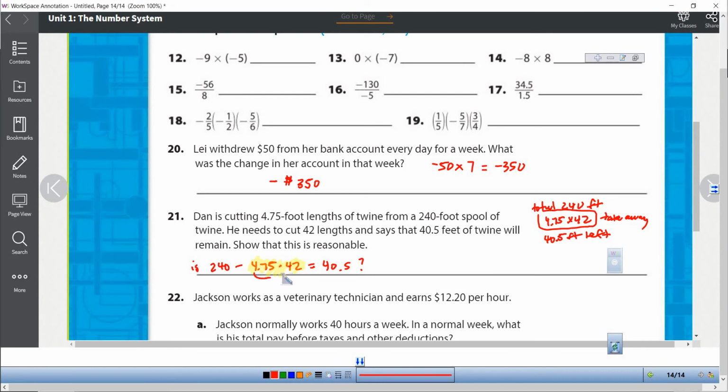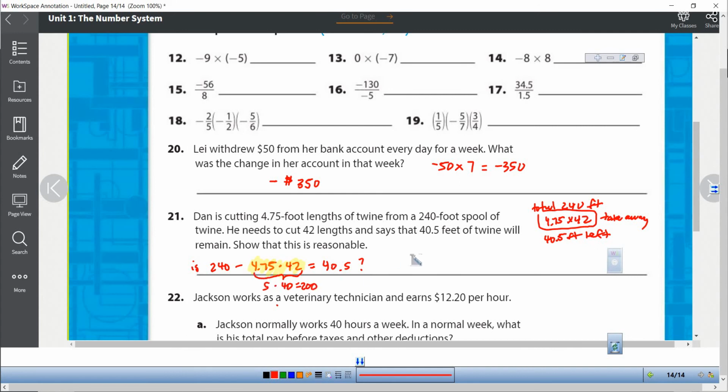Because if we were going to estimate, 4.75 is close to 5, right? So I'm making that a little bit too big. And 42 is close to 40. I'm going to make that small. All right, what is 5 times 40? Well, 5 times 40 is not 80. Let's try that again. 5 times 40 is 200, right? 5 times 4 is 20. So this part right here, I'm just going to write it over here, would be 200.